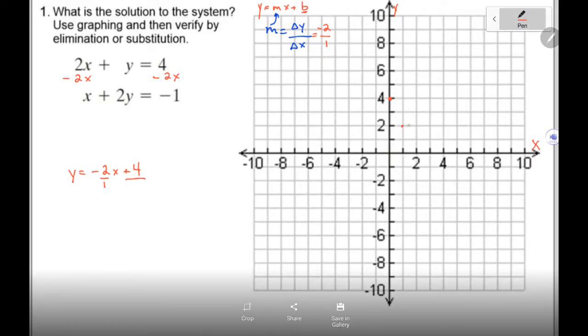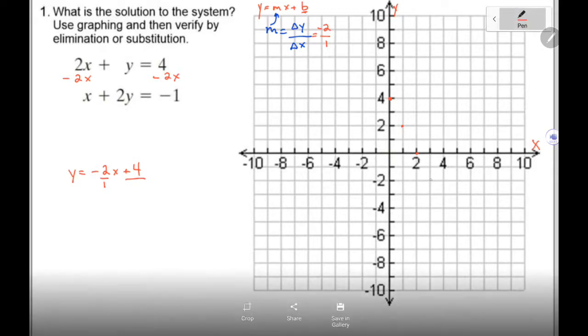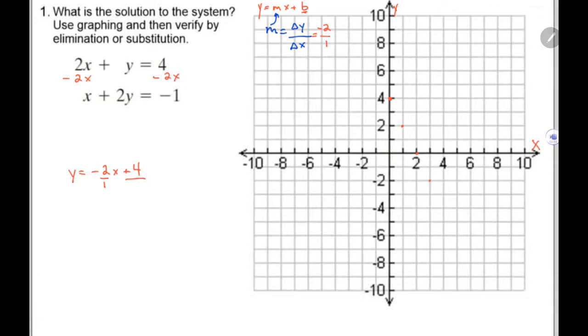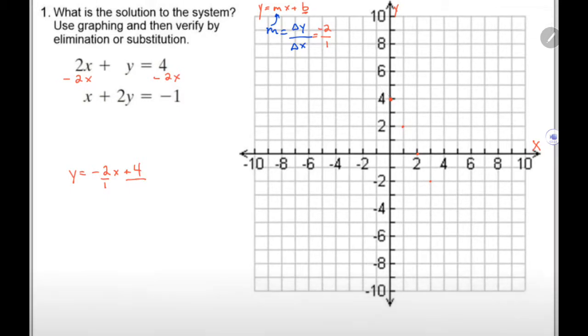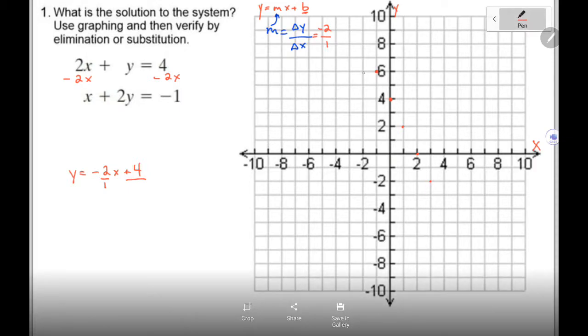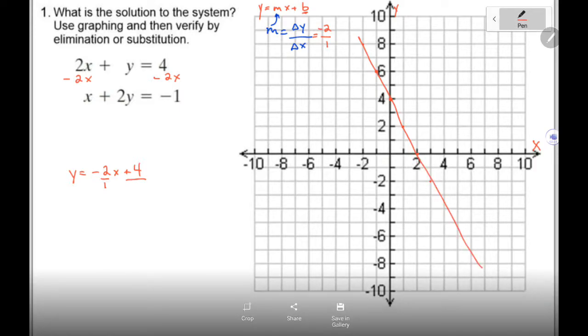And then we'll do the same thing again. 1 step over and 2 steps down, and 1 step over and 2 steps down. And we'll have our line based on that. If we go backwards, to the left, we'd have to go 2 steps up, backwards 1, 2 steps up, and we have a straight line if we connect these dots like that, okay? I did the best I could with my straight line there.